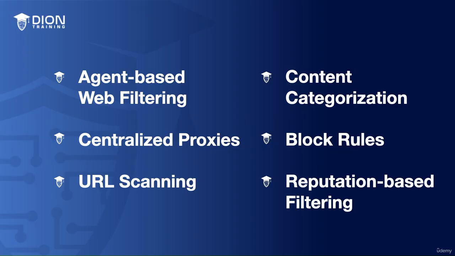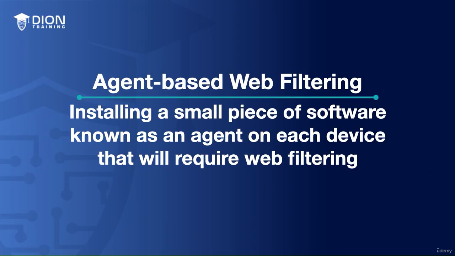First up, we have agent-based web filtering. Agent-based web filtering involves installing a small piece of software known as an agent on each device that will require web filtering. The agent will then monitor and control the device's internet activity by enforcing the organization's web usage policies. This agent-based web filtering methodology is particularly effective for organizations with remote or mobile workers, since these content filtering policies are applied to the device regardless of whether or not it's connected to the corporate network, a public Wi-Fi network, or even the employee's own home network.